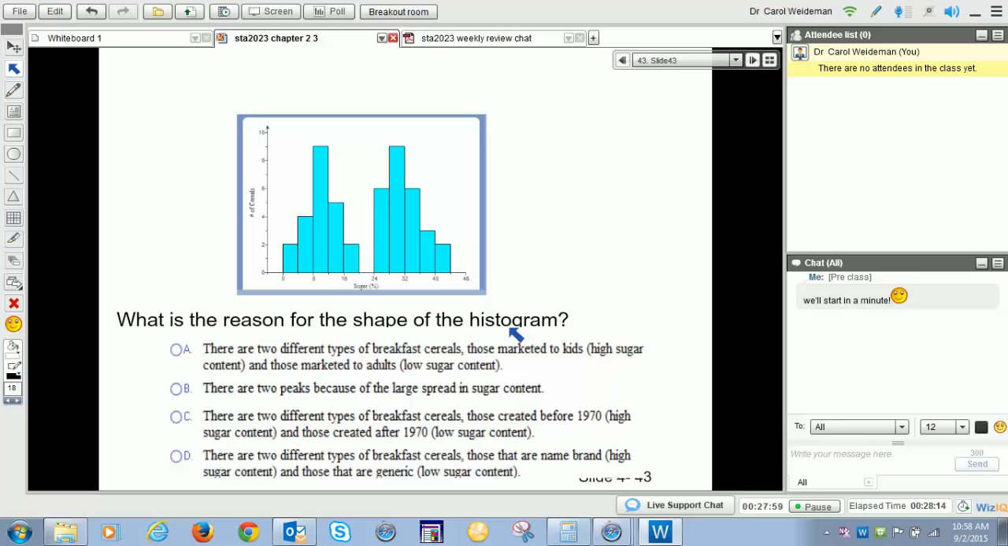What's the reason for the shape of the histogram? So now here's where you have to think about the data and the information that you've collected. So we're looking at the percent of sugar in cereals. Now, if we think about it, there's two distinct groupings here, and it might be that there are different kinds of cereal. When we see a bimodal histogram, we tend to think that perhaps the data was drawn from two different populations. And in this case, the most appropriate answer here is that there's cereal marketed to kids, high sugar, and those marketed to adults, the low sugar. So again, we actually took samples from different distributions, from different populations.